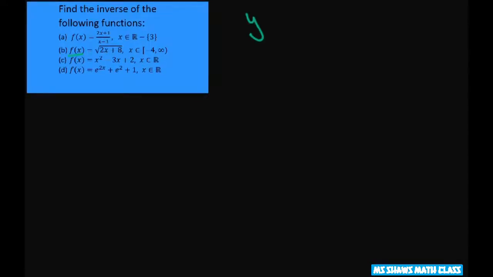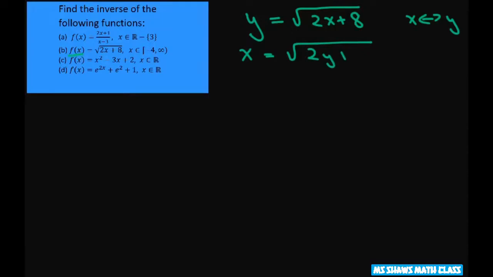We're going to write y equals square root of 2x plus 8. Interchange your x with your y. So you get x equals square root of 2y plus 8. We're going to make y the subject, so what I'm going to do is square both sides. You get x squared equals 2y plus 8. Just squaring both sides.